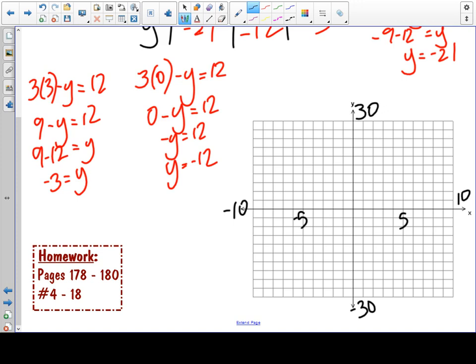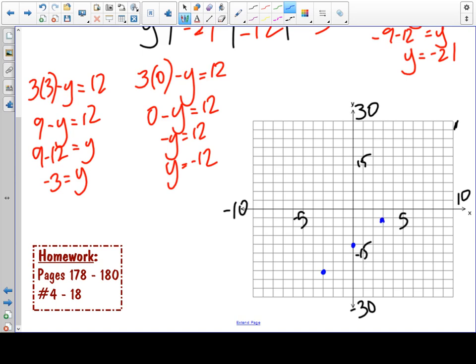Now, if we're making the vertical go up to 30 and down to negative 30, what that means is that every grid square is going to be 3. So that's 1, 2, 3, 4, 5. That's 15. 1, 2, 3, 4, 5. That's negative 15. And now we can go ahead and graph those points. So when x is negative 3, y is negative 21. So that's going to be down here. When x is 0, y is negative 12. When x is 3, y is negative 3. So there's our 3 points.